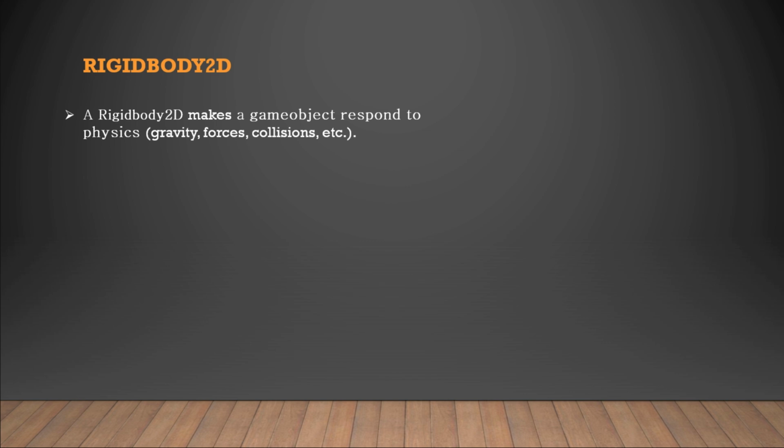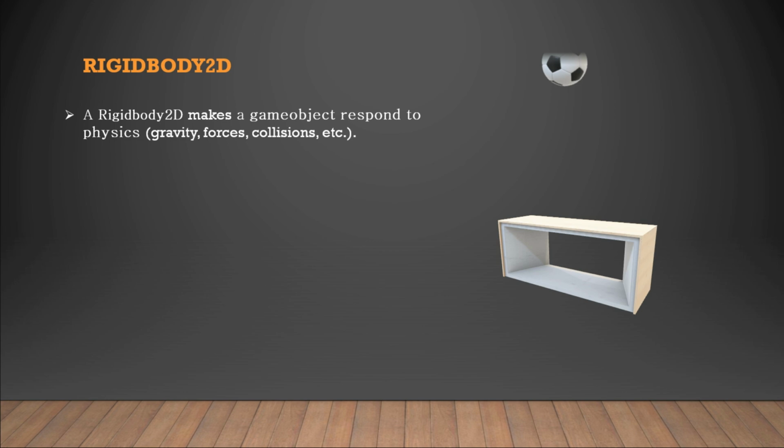In real life, imagine you drop a ball onto a table. The ball bounces, falls, and eventually stops. This happens because gravity pulls it down. In Unity, this effect only happens if you attach a Rigidbody2D to your game object.